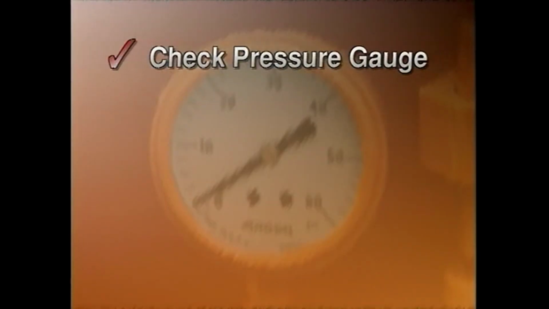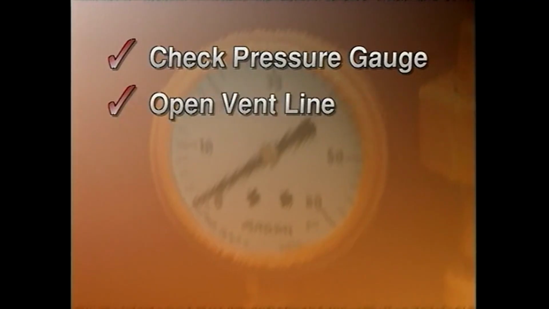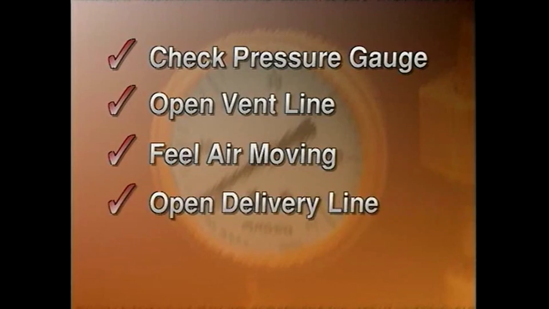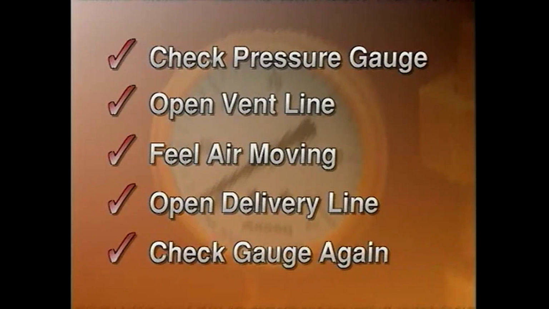The following procedure must be followed. Check the pressure gauge and make sure it's reading 0. Do not rely only on the pressure gauge, however. Open the vent line slowly. You may feel air venting through the valve. If possible, look for indications of venting where the vent line ends. Open the delivery or load line as another way of making sure a line is open. Check the pressure gauge again before opening the tank.